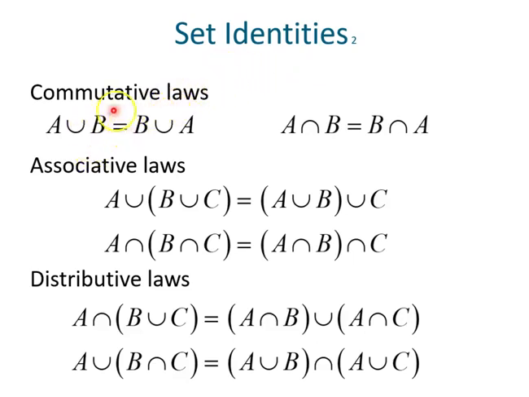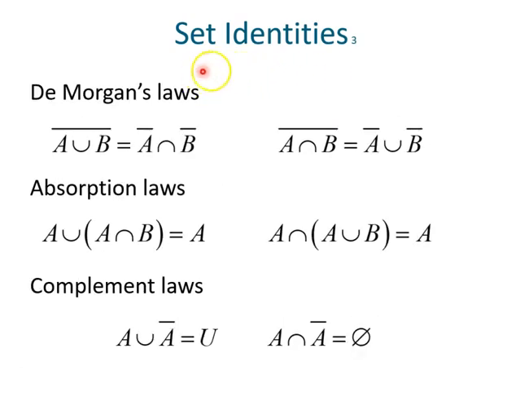These set identities have names: commutative laws, associative laws, distributive laws. All these identities must be proved, and we see how we can prove some of them. The next identities for sets are De Morgan laws. The complement of union of A and B is the intersection of the complement of A and the complement of B.